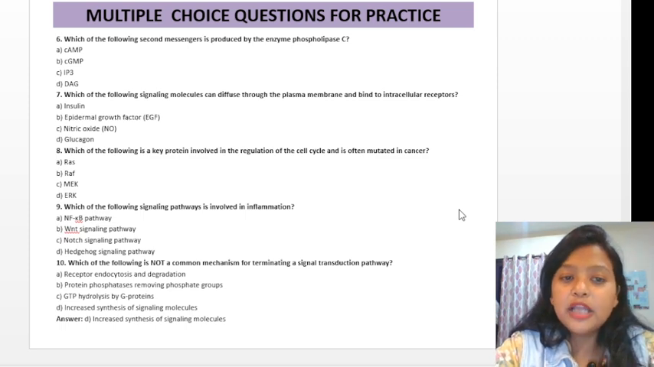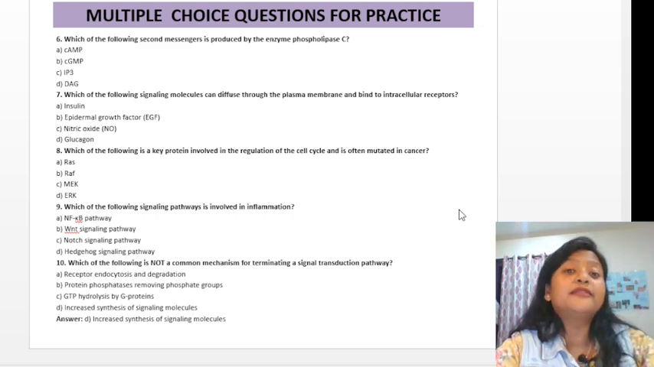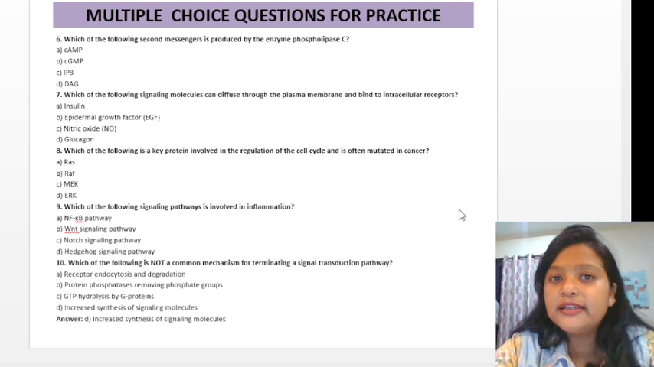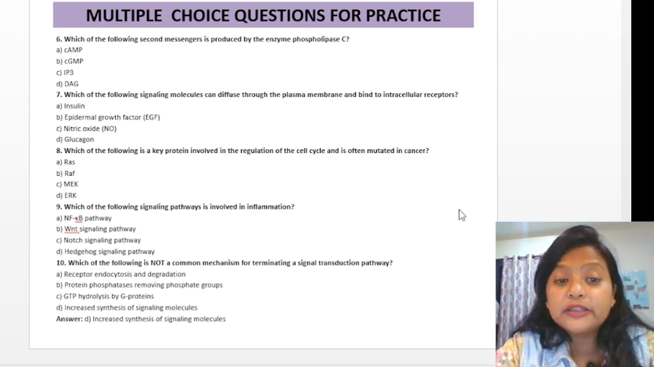Okay, see. Now which of the following is a key protein involved in the regulation of the cell cycle and is often mutated in cancer? ये आंसर मैंने ऑलरेडी आपको बताया है while teaching about a certain pathway. हिंट दे दिया मैंने आपको. You have to tell the answer. Fine. Which of the following signaling pathways is involved in inflammation? ये भी आपको खुद बताना पड़ेगा. चलिए मैं आपको बता देती हूँ इसका आंसर. इसका आंसर है NF-kB pathway.